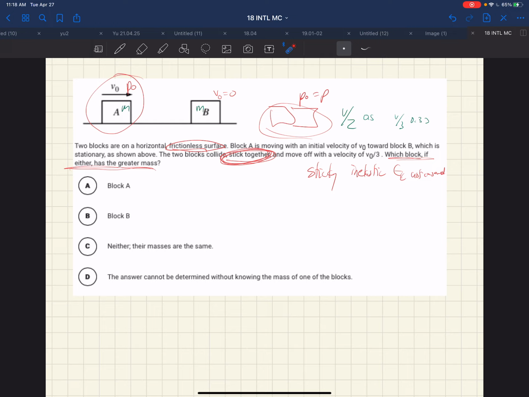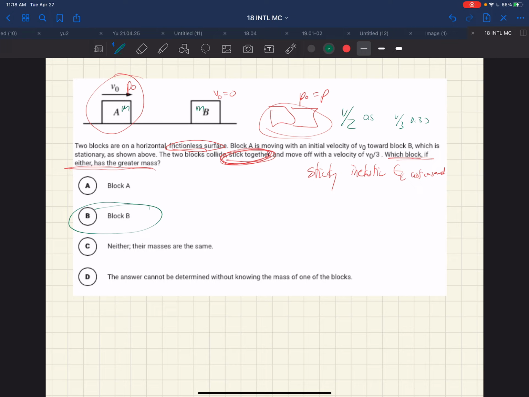Well, let's imagine that B has a much, much smaller mass. Let's say its mass is almost 0. When A collides with it, its velocity will barely change. If the mass of B is very tiny and A collides with it and they stick together, the velocity will be very close to the initial velocity. As the mass of B gets bigger and bigger, the velocity that they come away with gets slower and slower. And when we get to equal masses, they go off at half the speed. But the decrease is more than that. It's going off at 1/3 the speed, so B must have a greater mass. And that is this one.